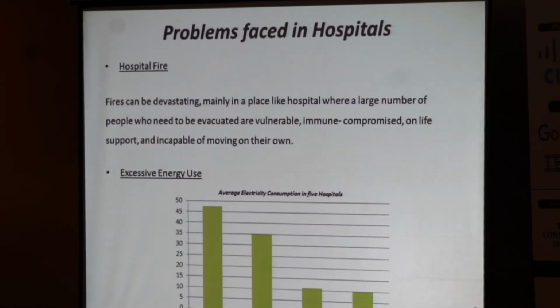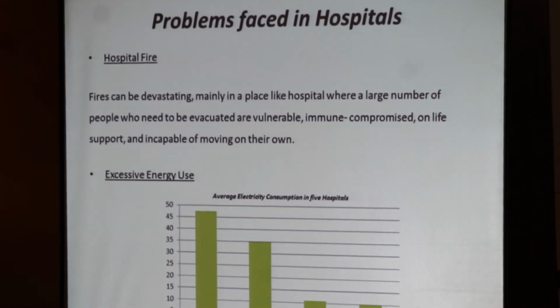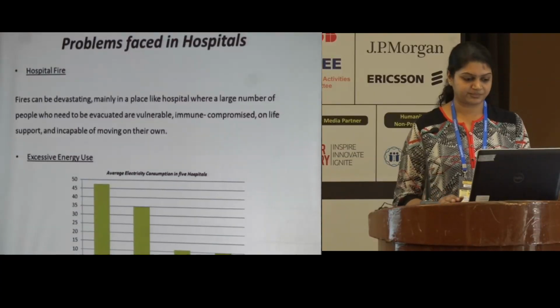The second problem which is common in hospitals is hospital fire. Though it may not be common, it is very dangerous, mainly in a place like a hospital where people are vulnerable and in a position where they are immovable.